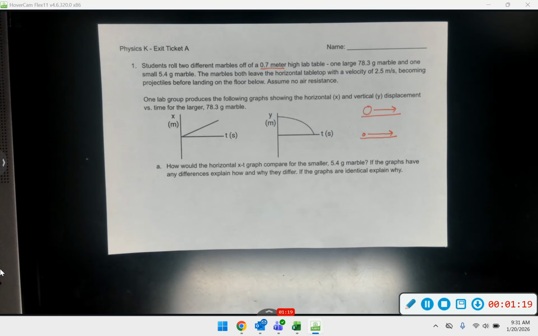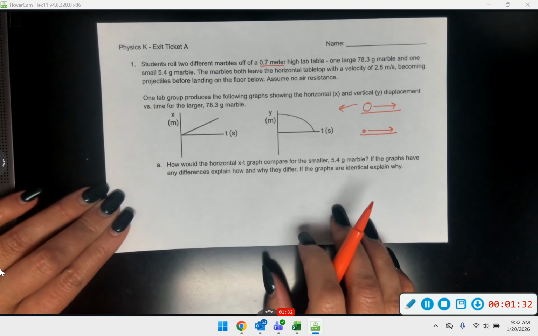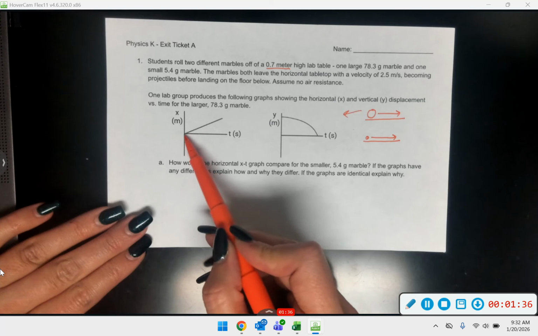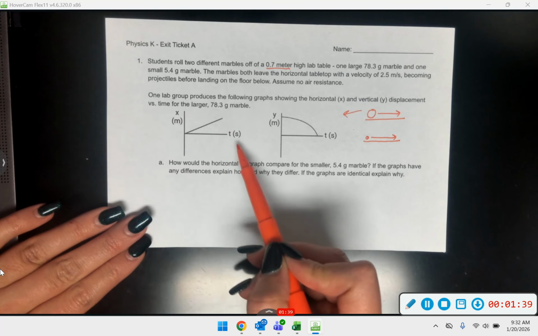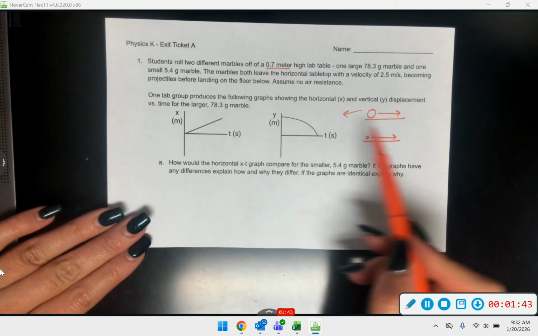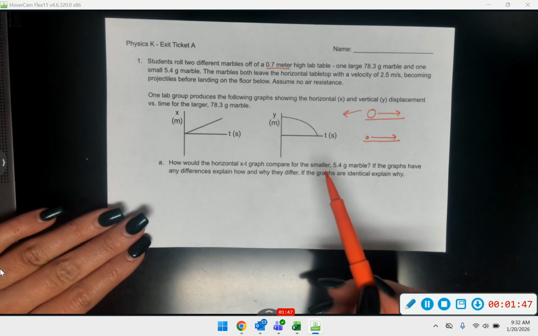And so it says one lab group produces the following graphs showing the horizontal x and vertical y displacement versus time for the larger 78.3 gram marble. So these graphs are for this big marble right here. And these graphs make sense because this shows a constant velocity. This is a position time graph. This shows a constant forward positive velocity. Again, it is a constant velocity and it will be as it moves through the air as well.